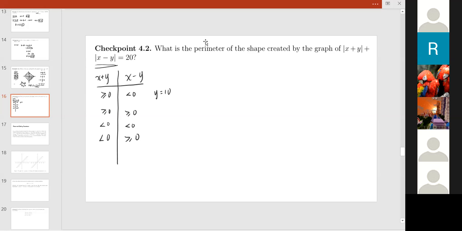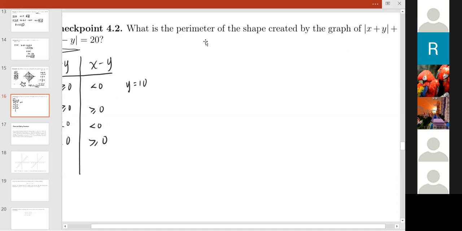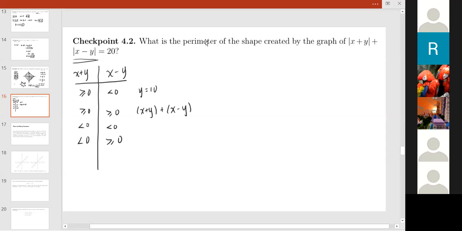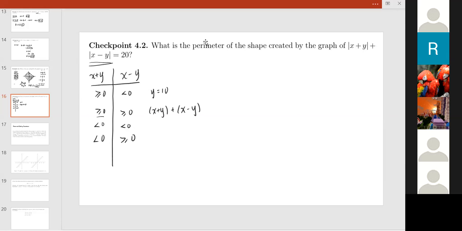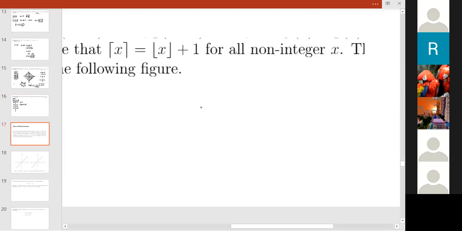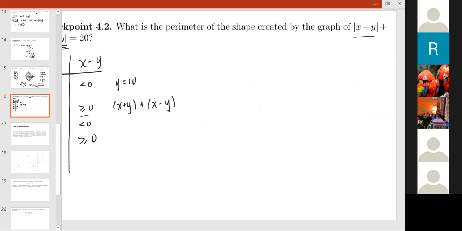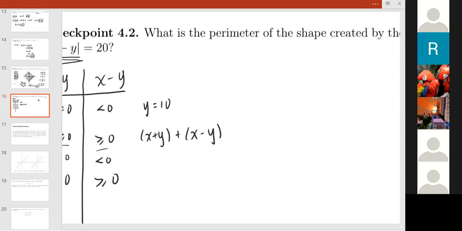Now in the next case, when both of them are greater than 0, we get x plus y and then plus x minus y, because since both of them are greater than or equal to 0, the absolute values are just going to be themselves. So this is equal to 20. So we get 2x is equal to 20, or x is equal to 10.